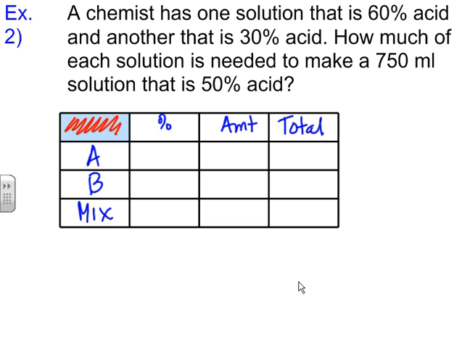Give a minute, let everybody catch up, make their box, their labels. Okay, so let's put everything in that we need.